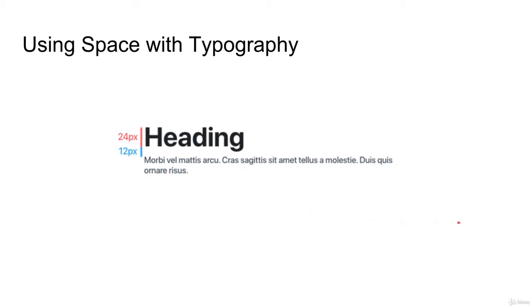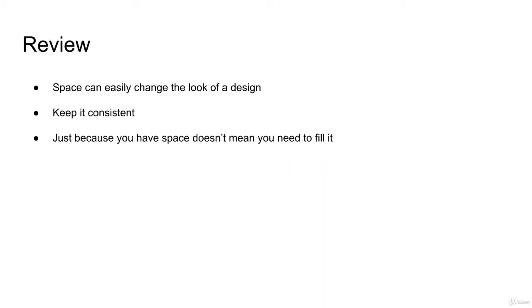Lastly, the thing I want to cover is using space with typography. So using space in typography is pretty simple. I like to follow one main rule, and that's taking the height of my heading, dividing that by 2, which in this case gives me 12, and using that as the space in between the bottom of the heading and the top of my body text. Every time, works flawlessly. This is a great way to start, and it will always help you keep your typography looking consistent.